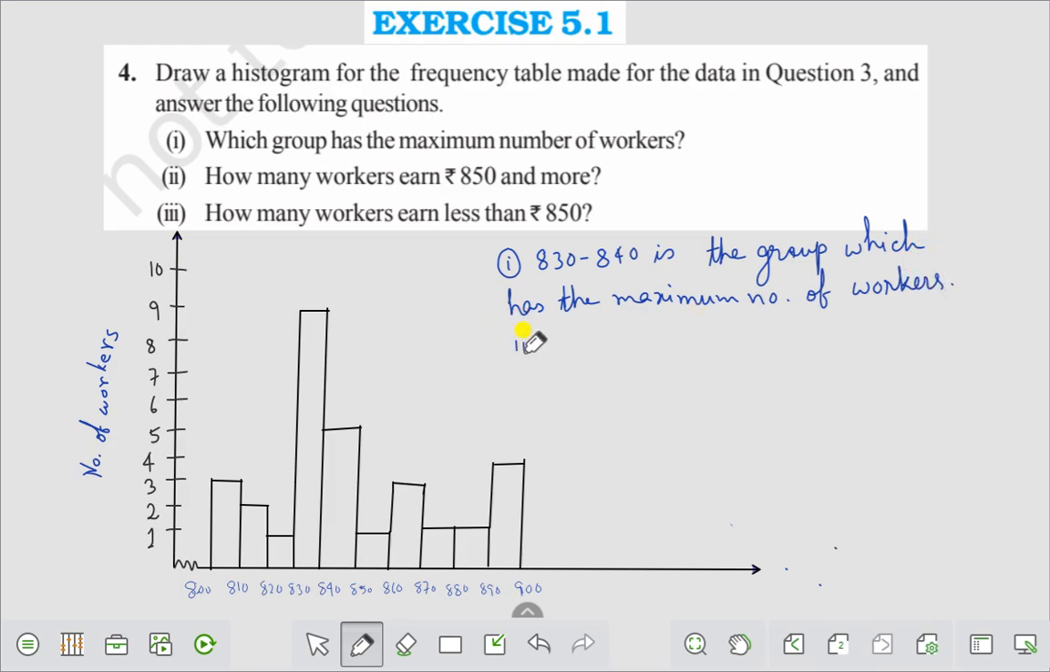Number 2 is, the question is, how many workers earn 850 and more? Here see, 850 is this group, right? That means 1, 2, 3, 4, 5 groups. 5 groups earn more than 850 rupees, right? That means how many workers earn 850 and more? I mean this group, right? This group 850.